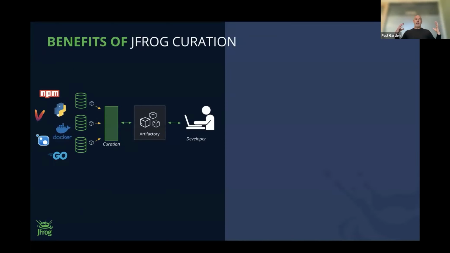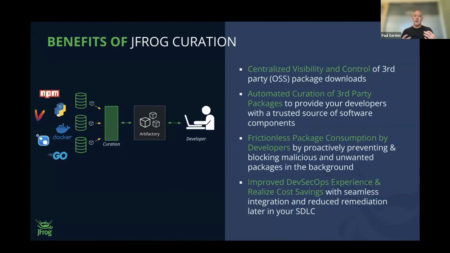Okay, so having covered all of that, once you do have curation in place and it sits between Artifactory and the outside world and these upstream public repositories, what does it bring you? So it's going to give you that centralized visibility and control of all of those packages coming in, with the audit trail, with the automation of the policies. It all happens in the background. And then your developers will always know that they've got a trusted source of software components for their development.